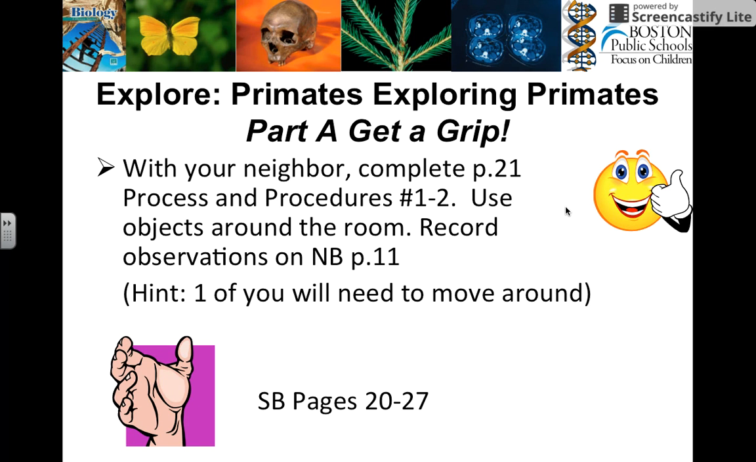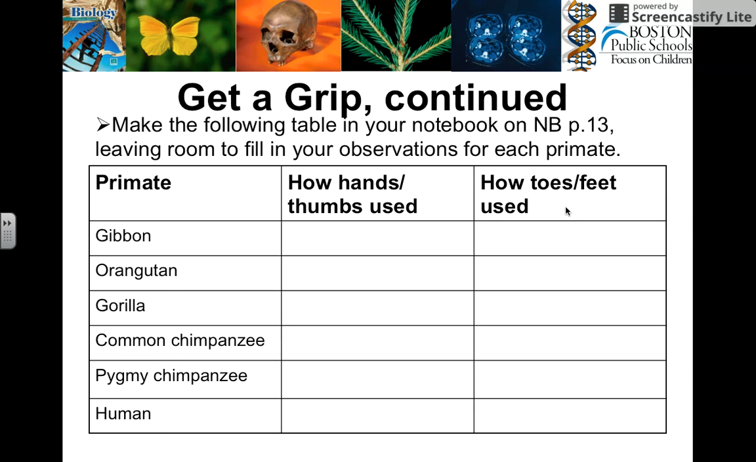The next activity is Primates Exploring Primates. It actually has a Part A and a Part B that are very different from one another, but they're both students observing firsthand some differences between humans and other species. So during Part A, Get a Grip, first they observe each other using their hands with different activities around the room. It's important to practice what is an observation, to not include your opinion or inferences, things like that, as they record. Then they watch a video.